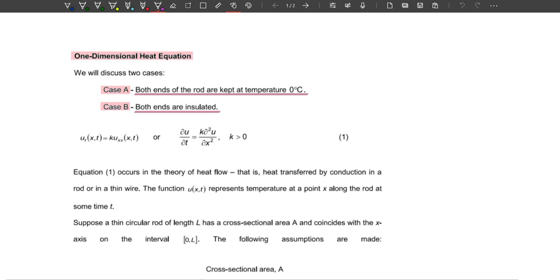Okay, let's look at the one-dimensional heat equation, where we will discuss two cases. The first one will be case A, when both ends of the rod are kept at temperature 0 degrees C. And the next one is case B, where both ends are insulated.